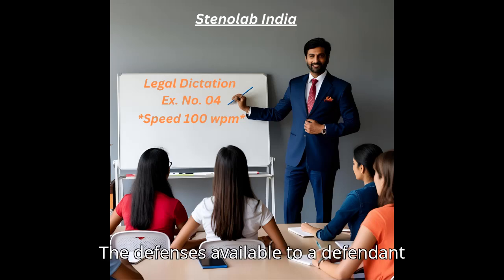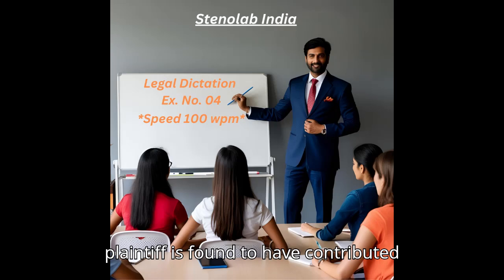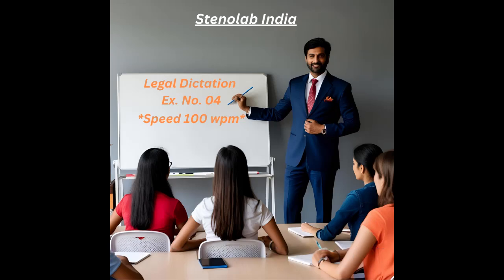The defenses available to a defendant depend on the type of tort alleged. In negligence cases, comparative negligence and contributory negligence may reduce or bar recovery if the plaintiff is found to have contributed to their own harm. Assumption of risk is another defense, asserting that the plaintiff voluntarily accepted known dangers. For intentional torts, consent, self-defense, and necessity may serve as valid justifications, negating liability.